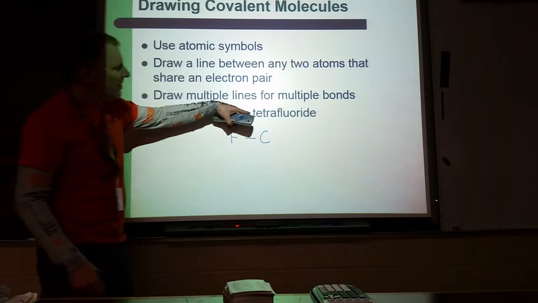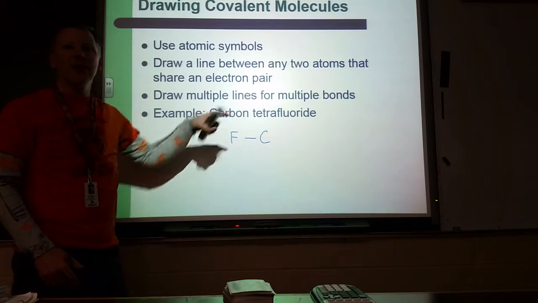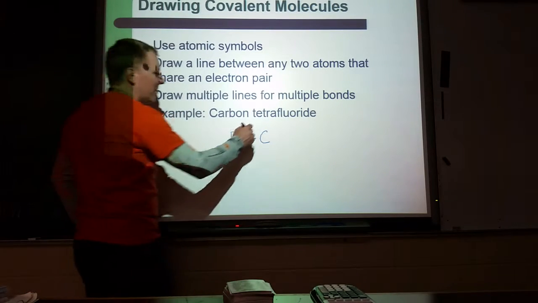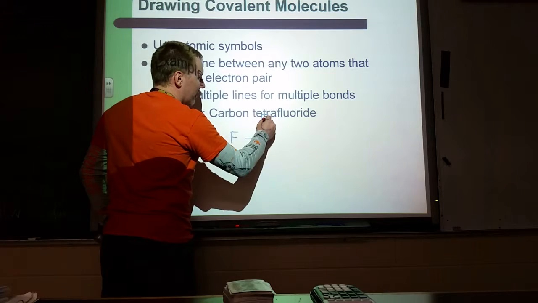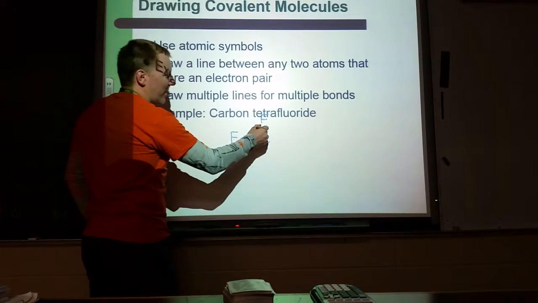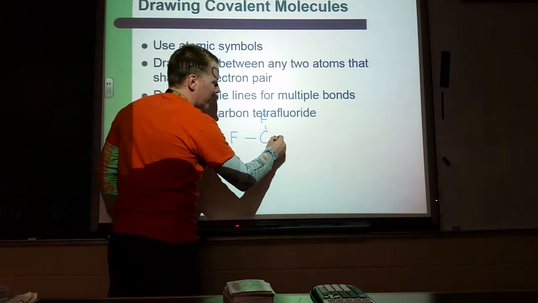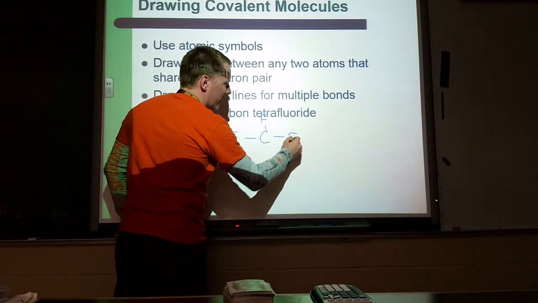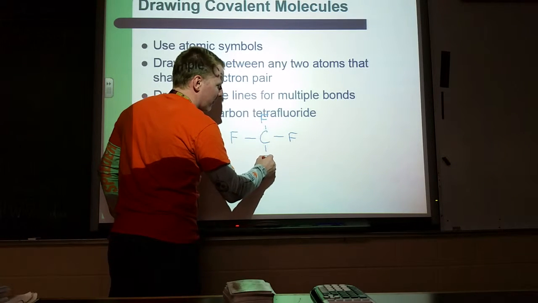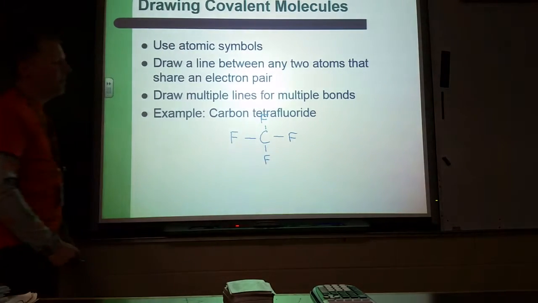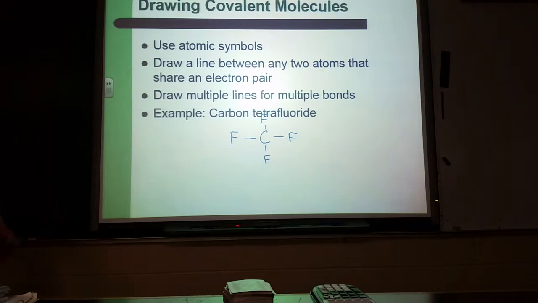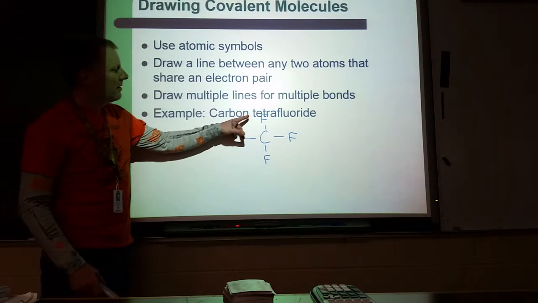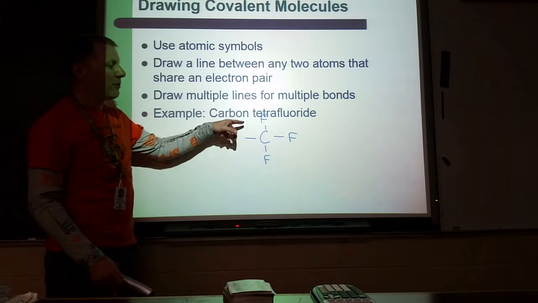This tetra, of course, means 4. There are 4 fluorines around. Each one is sharing a bond with carbon. So we have a bond to this fluorine, a bond to a 3rd fluorine, and a bond to a 4th fluorine. This shows 1 carbon, tetra, 4 fluorines.